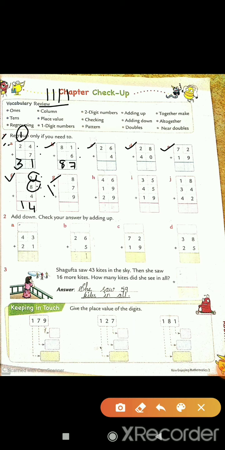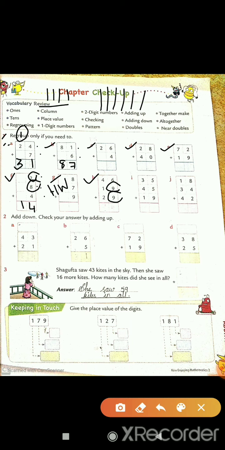This G is your homework. As we have completed this chapter, so you can do these sums. Okay students? H, 46, 19 and 29. Here 9 is repeated. So we can look for double. What is the double of 9? 18. 18 plus the remaining number, that is 6. So what comes after 18? 19, 20, 21, 22, 23 and 24.